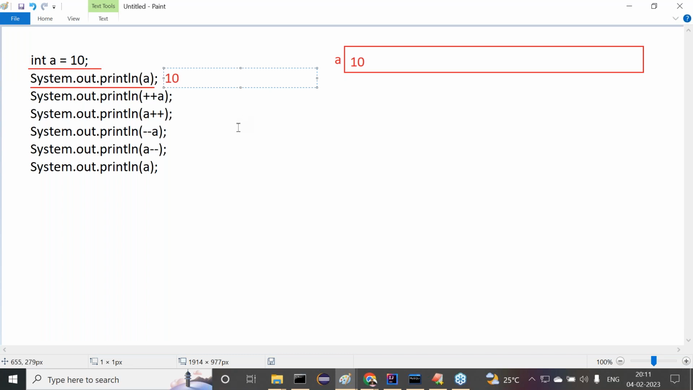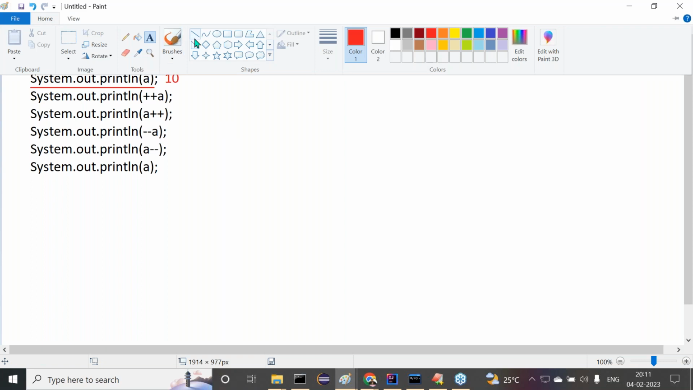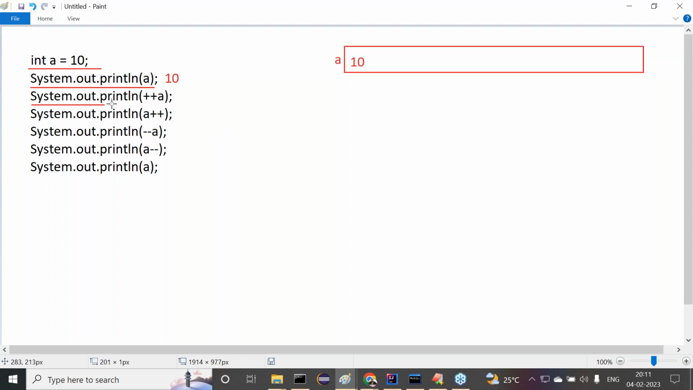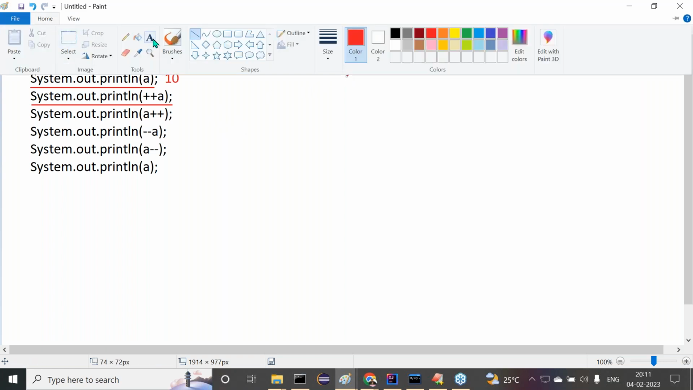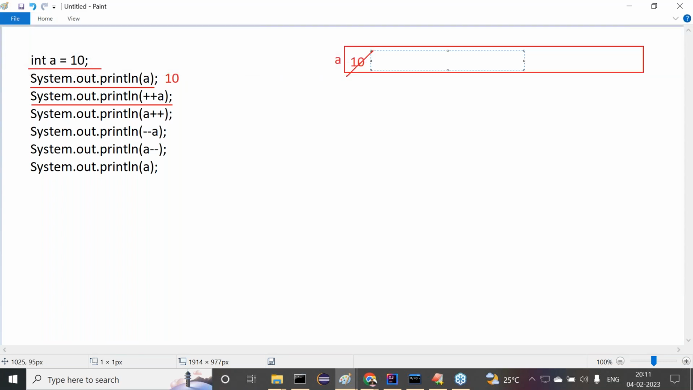Okay, fine. Next one is System.out.println of ++a, a pre-increment. If it is a pre-increment, first the a value will be incremented in memory. 10 is incremented by 1. There we are getting 11. Output value is what there? 11.